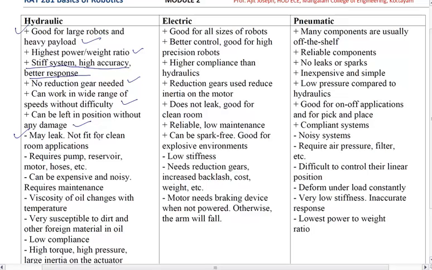What are the negatives? It may leak and is not fit for clean room applications because it's oil. And because the fluid is there, you require a pump to pump it from the reservoir. The reservoir is where you store the oil, and for the pump to operate you require a motor and pipe systems or hoses. Another disadvantage is that it is very expensive and noisy, because of this pump, and it requires a lot of maintenance.